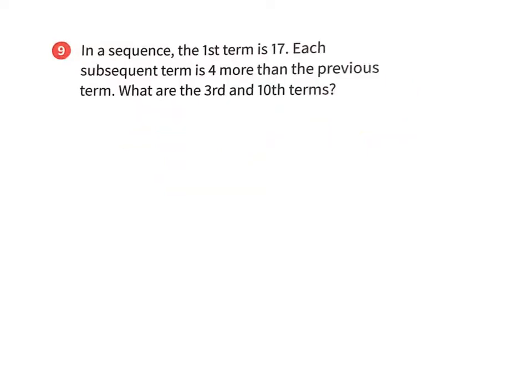Question number 9. In a sequence, they tell you that the first term is 17. Then each subsequent term is 4 more. 4 more means I'm going to add a 4 to the previous term. What are the third and the 10th term? This tells us that I can actually use a formula. T n will now be the first term, 17, plus I'm adding 4, n minus 1 times. So we can use this to help us find term 3 and term 10.